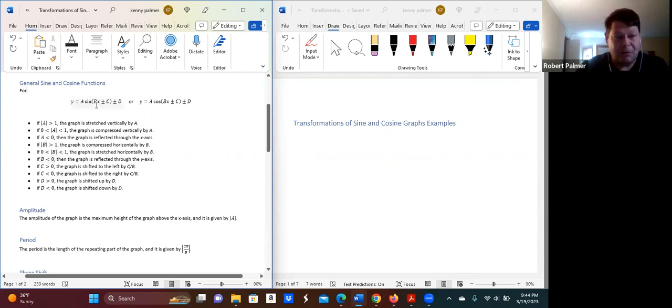But if the b, right in front of the x, has absolute value bigger than 1, the graph's actually compressed horizontally by b. But if the absolute value is between 0 and 1, it's actually then stretched. It's the opposite of what you'd expect. Let's look at that.